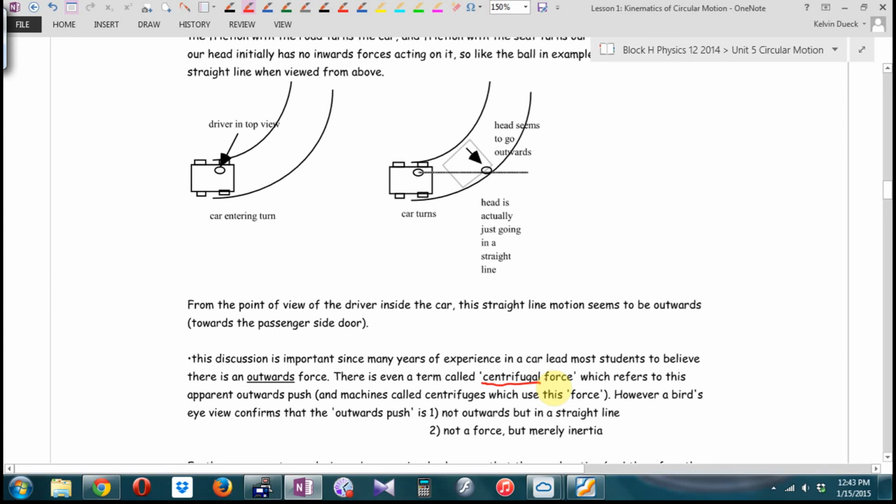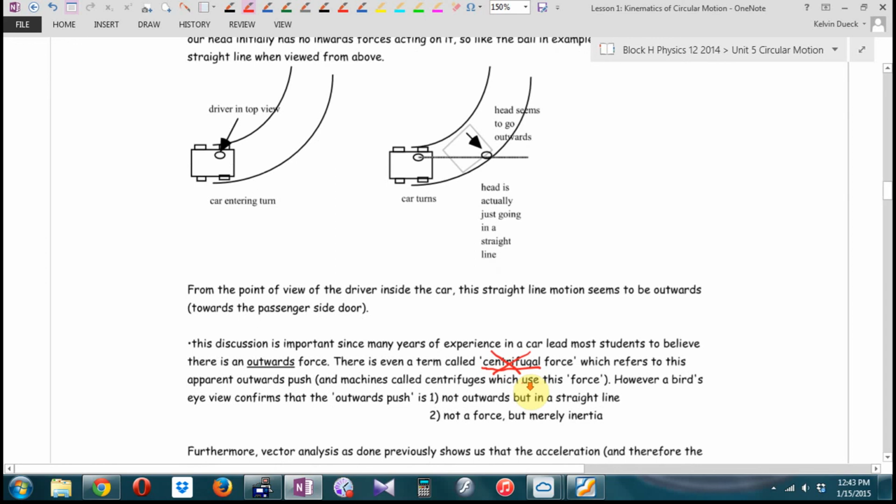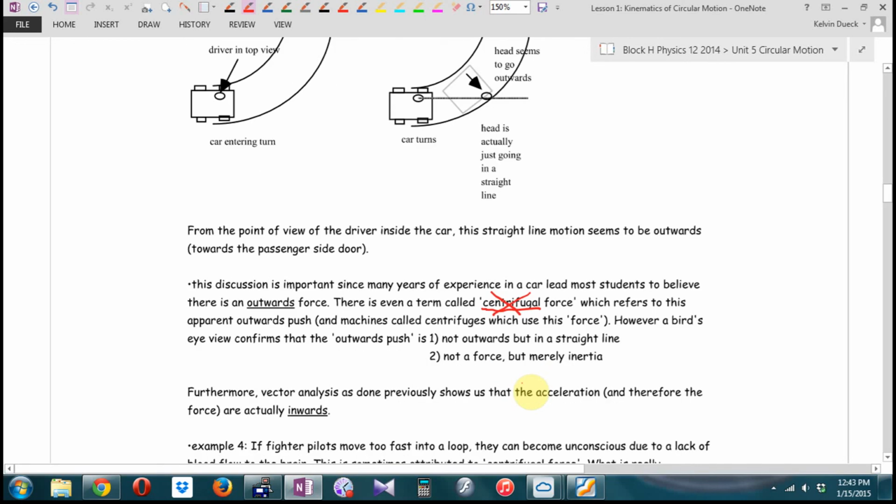Centrifugal force. I'd like you to underline it and then put an X through it. This is not a force, actually. Centripetal force is the force that's pushing you in a circle. Centrifugal force is not a force. It's your body's inertia, and it's your body having to exert a force against its own inertia to push it in the middle, but because your body has a backwards accelerometer, you think you're getting pushed outwards. So this outwards push is not outwards, it's in a straight line, and it's not a force, but actually just inertia or mass.